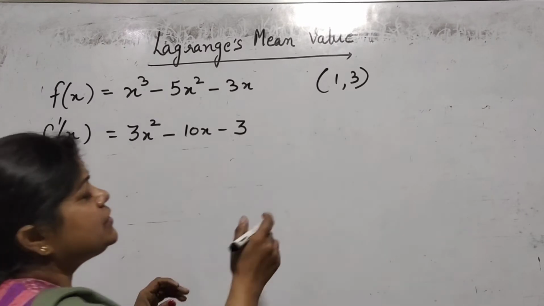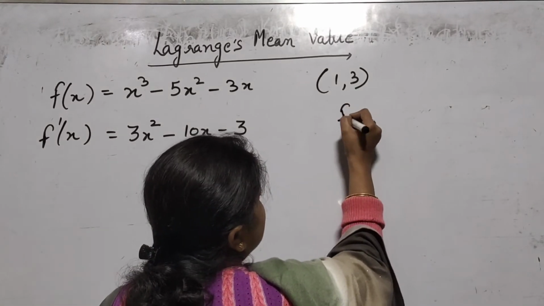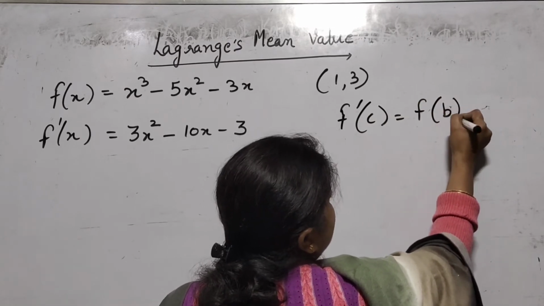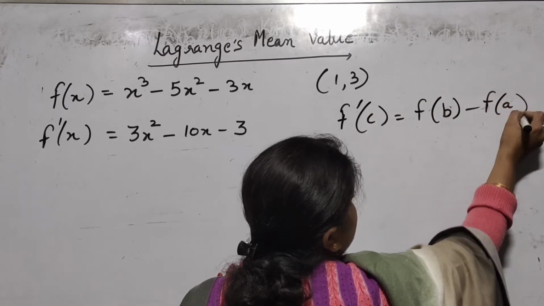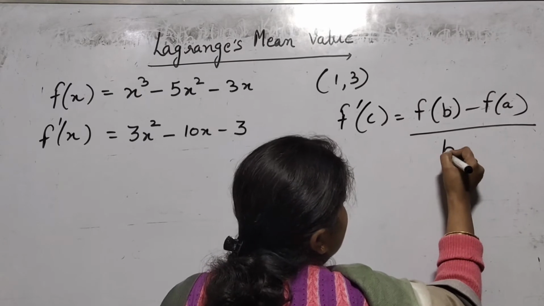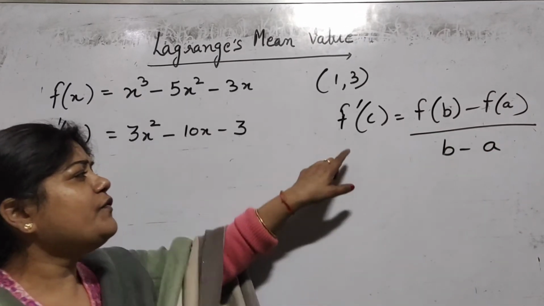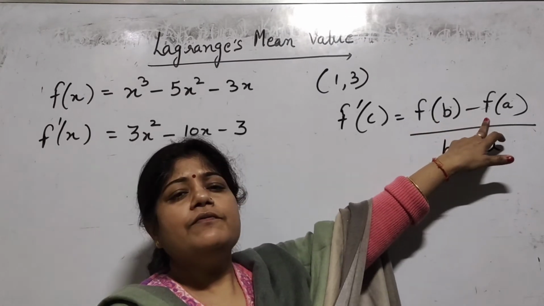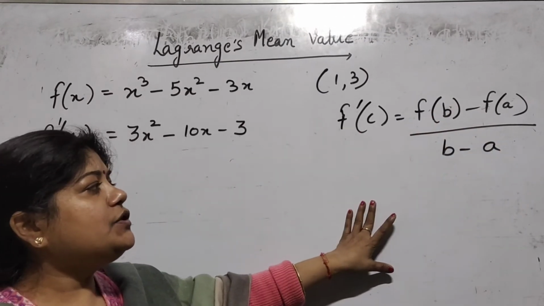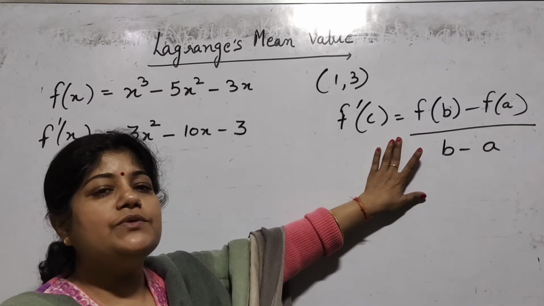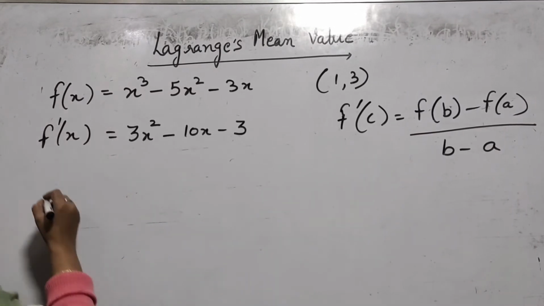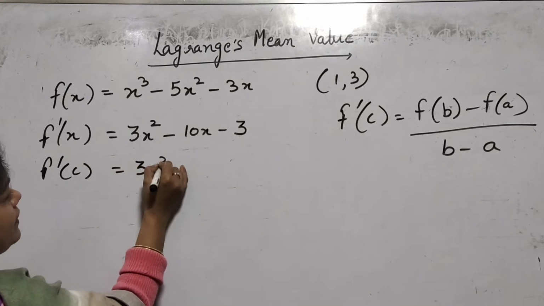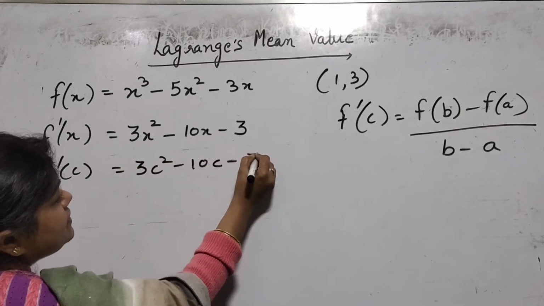Now, for the Lagrange theorem, we have the condition f dash c is equal to f of b minus f of a over b minus a. That means we have to find the value of f dash c. We have to find the values of f of b and f of a, and after finding these values, we have to substitute them in this equation. Now, what is f dash c? It is equal to 3c square minus 10c minus 3.